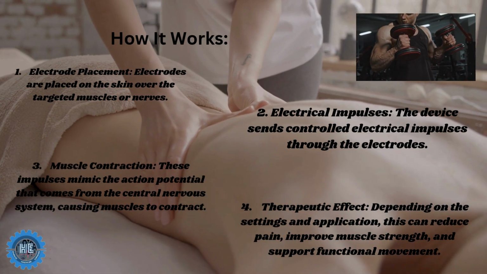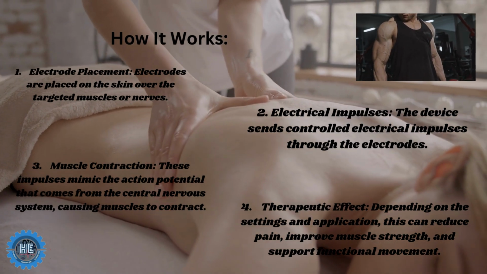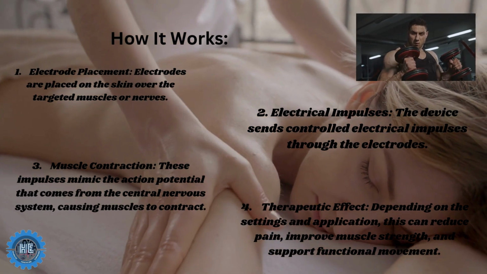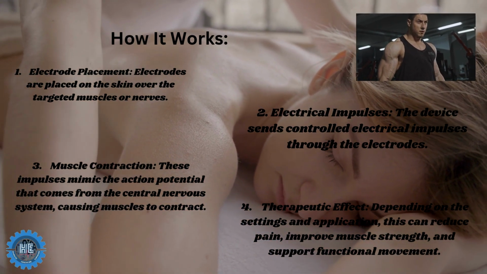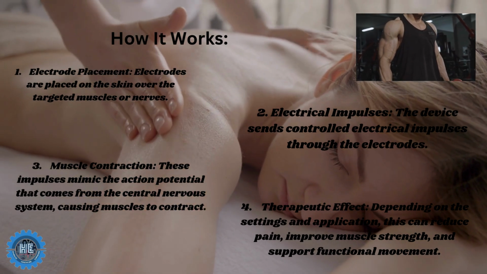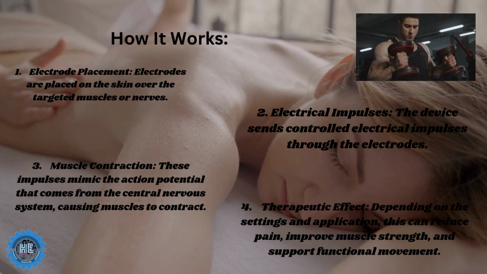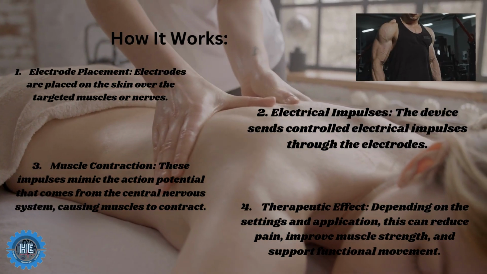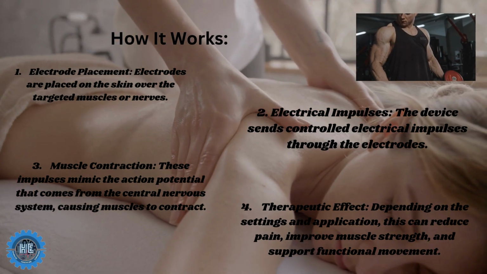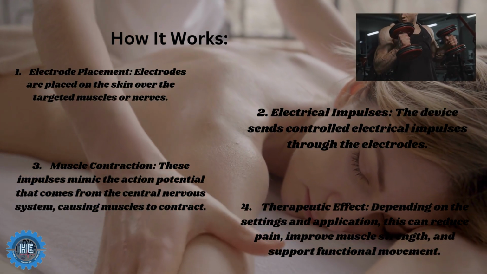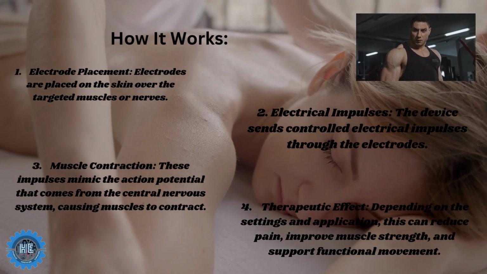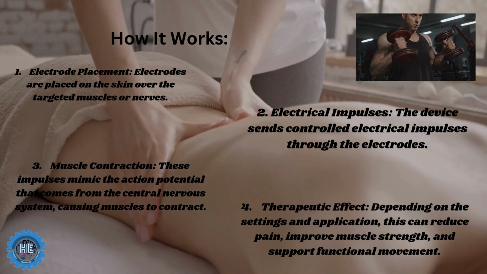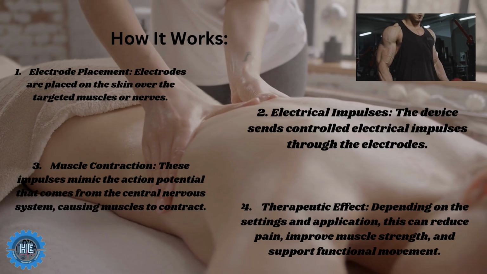How it works. First, electrode placement. Electrodes are placed on the skin over the targeted muscle or nerves. Second, electrical impulses. The device sends controlled electrical impulses through the electrodes. Third, muscle contraction. These impulses mimic the action potential that comes from the central nervous system, causing muscles to contract. Fourth, therapeutic effect. Depending on the setting and application, this can reduce pain, improve muscle strength, and support functional movement.